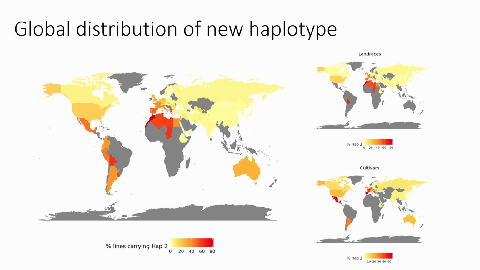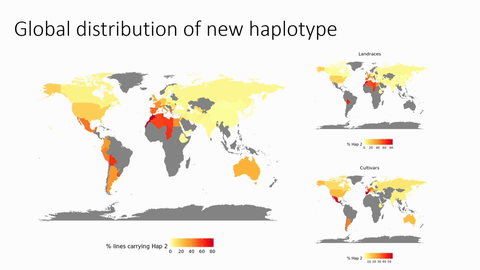On the top right, we see just the landraces from the IPK collection, and this is showing actually the same pattern, so it's most prominent in the North African region. And if we look at the bottom right, we can see the cultivars in the IPK collection, and we can see that there the haplotype is most dominant in Europe and in Mexico. And within Europe, there's a gradient, so it's not present at all really in the Northern European material, but it's most prominent in the southwestern Mediterranean region, where it reaches a frequency of about 50-60%.